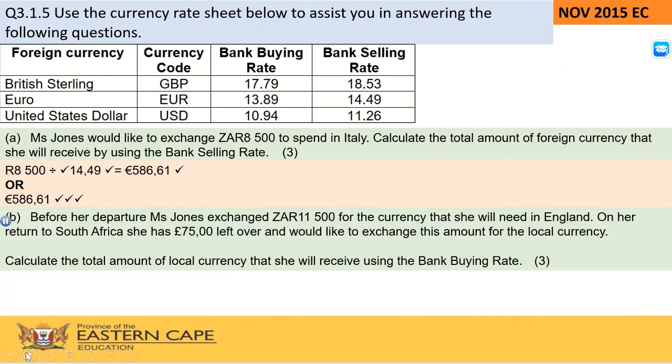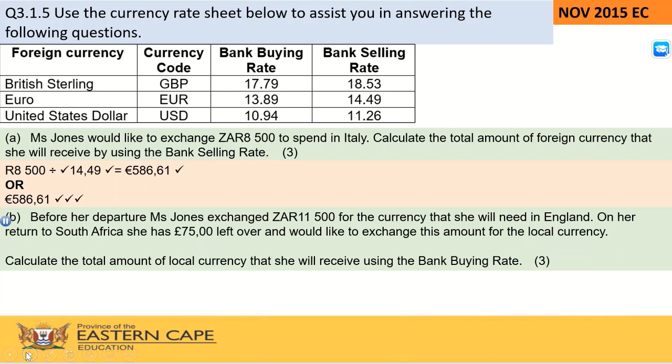The next question: before her departure, Miss Jones exchanged 11,500 rand for the currency that she will need in England. Now there's a clue: in England. On her return to South Africa, she has 75 pounds left over and would like to exchange this amount for the local currency. Calculate the total amount of local currency that she will receive using the bank buying rate.